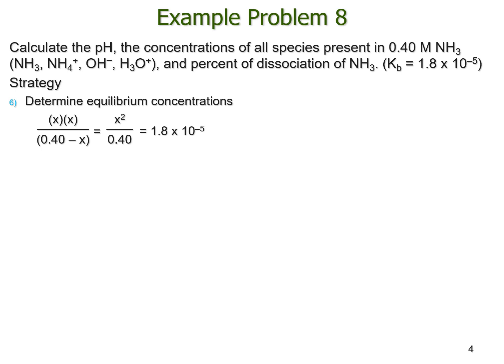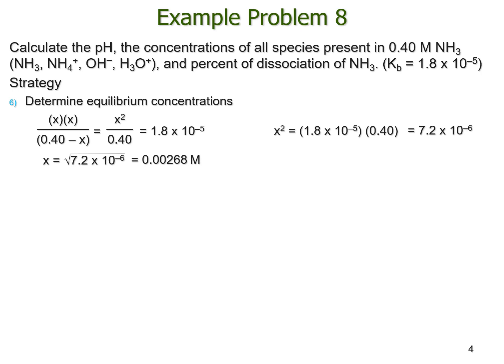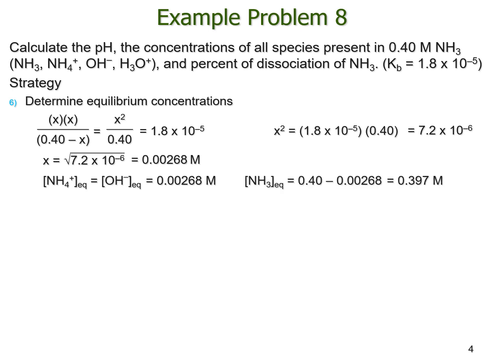So we multiply by 0.40 on both sides, then take the square root. So we figure out the equilibrium concentration x is equal to this value. If you recall, x represents the equilibrium concentration of hydroxide as well as ammonium, NH4+. Okay, so the equilibrium concentration of ammonia here is 0.4 minus 0.00268. So that is equal to 0.397. If we round it to 2 sig figs, we find it's 0.40. So that means the concentration of ammonia is virtually unchanged.